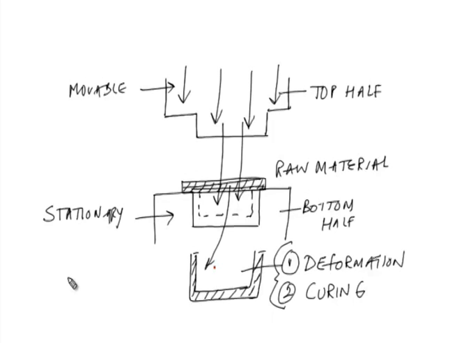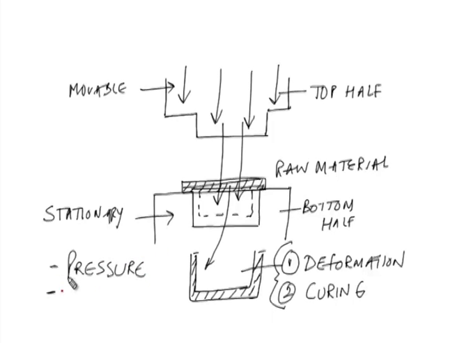But there are a few things which have to be kept in mind: what should be the thickness of the raw material, which will depend upon the thickness of the final product that we are going to generate. What should be the pressure which should be applied? Pressure is one of the important parameters which has to be controlled.